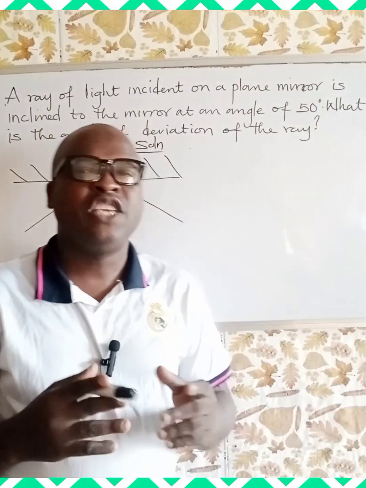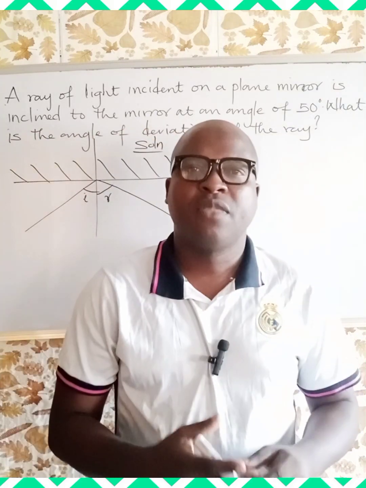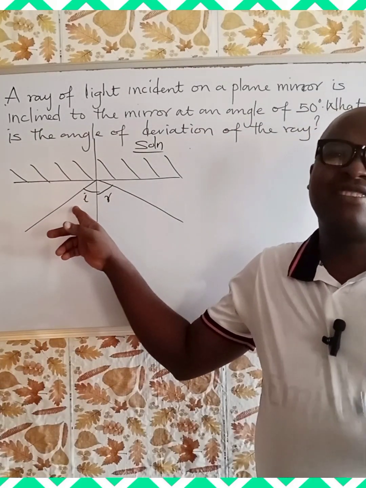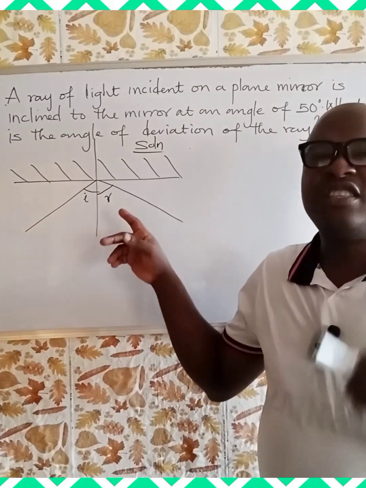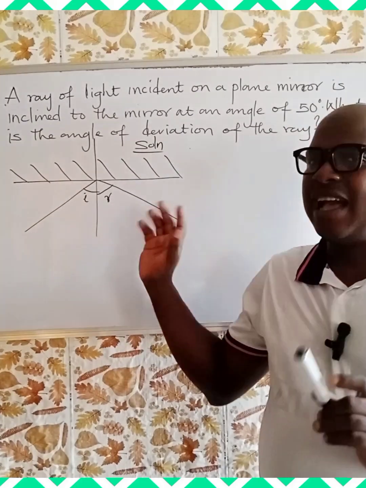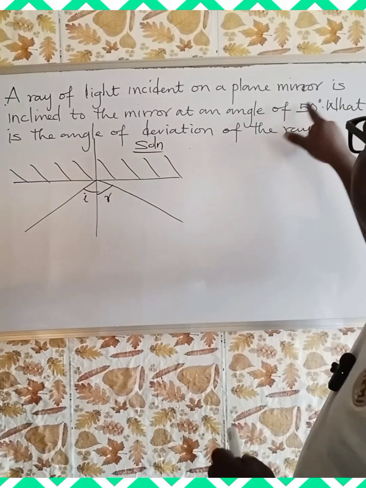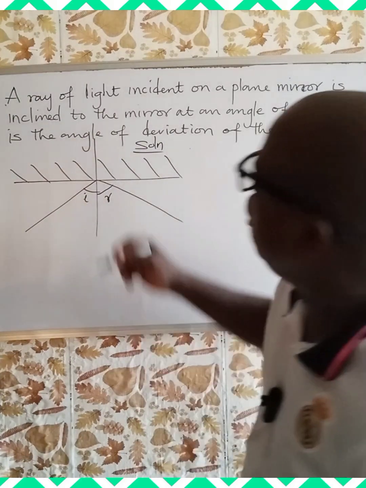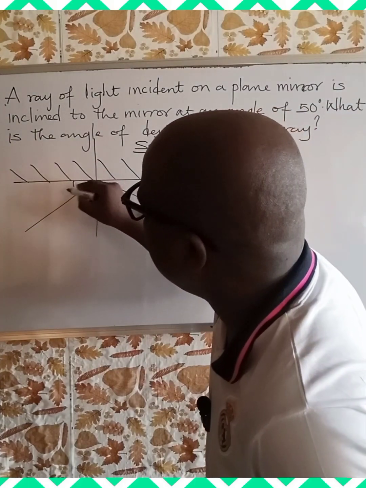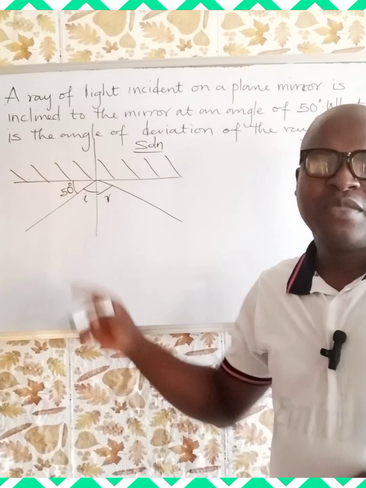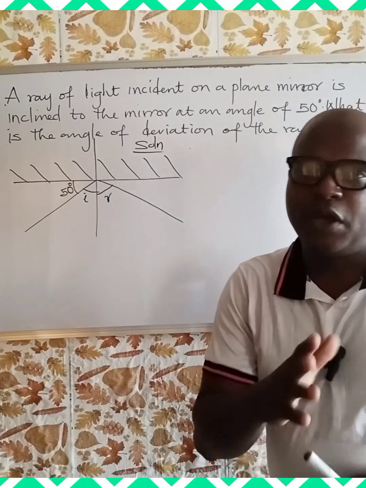But there is something you need to understand about a mirror. In a mirror, the incident angle is always equal to the reflected angle. And here we are told that the ray is inclined to the mirror at an angle of 50 degrees. That means there is an angle here, and that angle is 50 degrees.